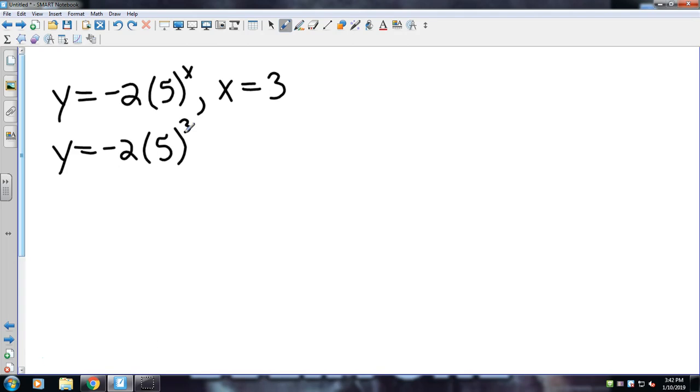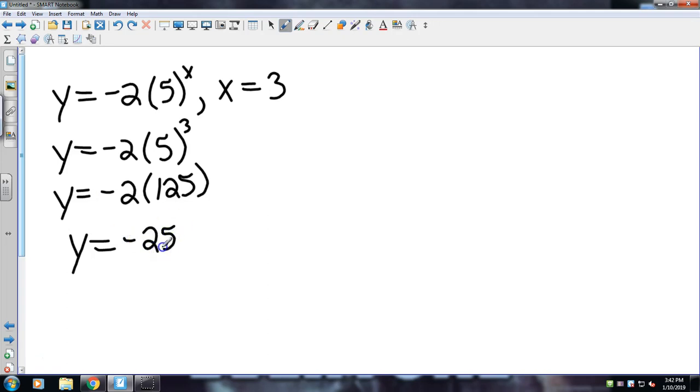So in this case, I'm going to take my 5 to the 3rd power, and that's going to give me 125. And when I multiply -2 times 125, that's going to end up being -250. So again, just solving some exponential functions, plugging that in.